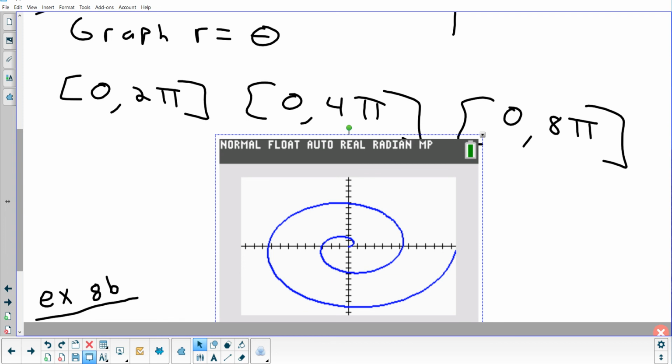And what if I did 0 to 8 pi? You'd get more. How many revolutions of the spiral would you get from 0 to 8 pi? We got 2 right here. This is 2. Now it's 0 to 4 pi. Yeah, you get 4 spirals.